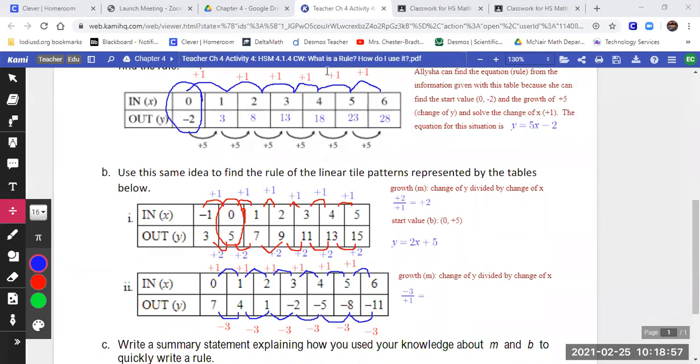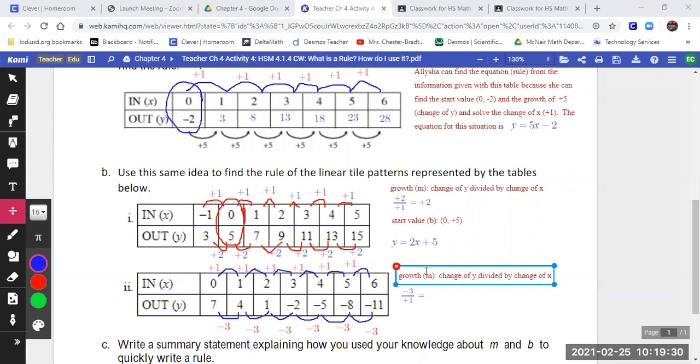If you hit the undo, you should be fine. -3. Okay, that's our growth, -3.